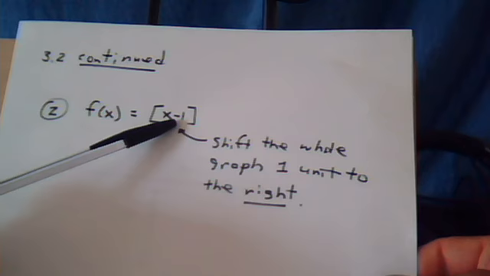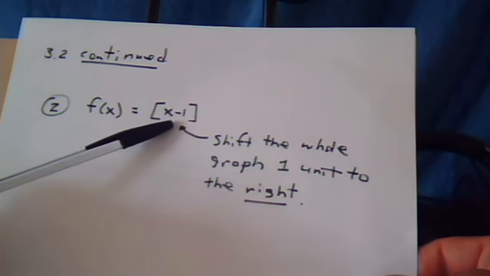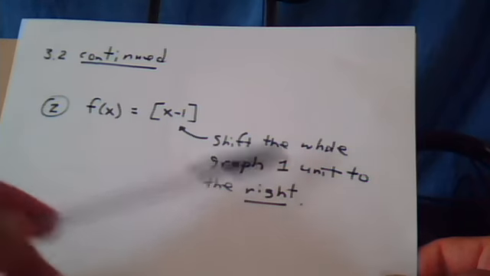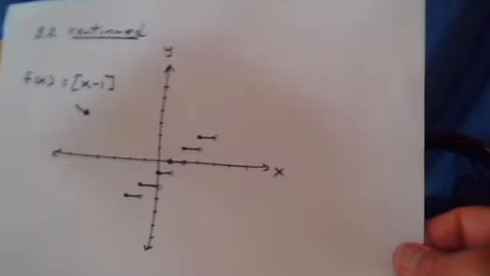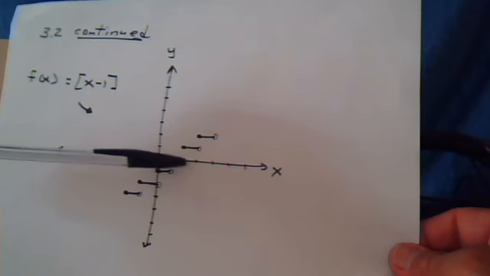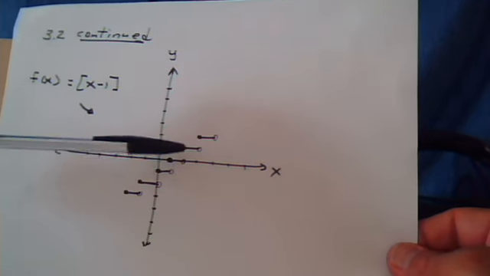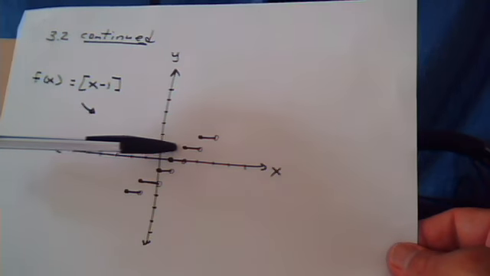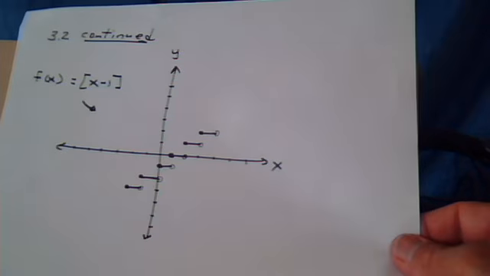So this seems like it would shift the whole graph 1 unit to the left, but actually it's going to shift it 1 unit to the right. Shift the whole graph 1 unit to the right. So you take the graph we had and just shift each one of those segments to the right 1. This one used to start here at the origin, but it was shifted over 1. This one used to be over here, but it was shifted over 1. So just shift all of them over 1, and this would be the graph.